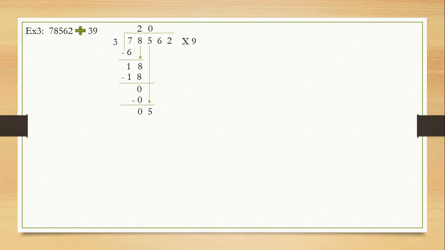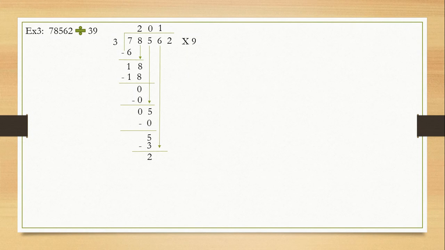What I told you, whenever we are bringing down the number, we have to subtract this product. 9 zeros are 0. 5 minus 0, you will get 5. Now this 5 should be divided by 3. How many times will it go? 1 time. 1 3 is 3. 2 will remain.